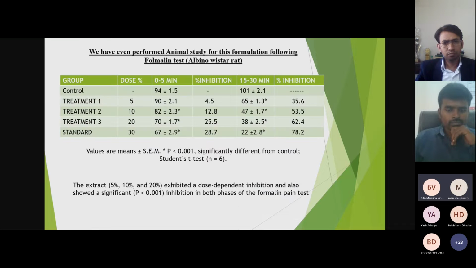We have also performed an animal study for the formulation using the formalin test on albino rats, and these are the results that we have obtained. We calculated the statistical analysis through ANOVA using the student's t-test. My formulation extract at 5%, 10%, and 20% established a dose-dependent inhibition and also showed a significant inhibition in both phases, that is the first 0 to 5 minutes and then 15 to 30 minutes.